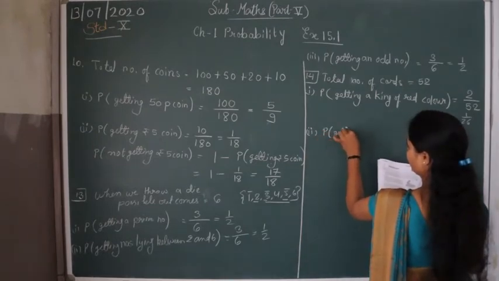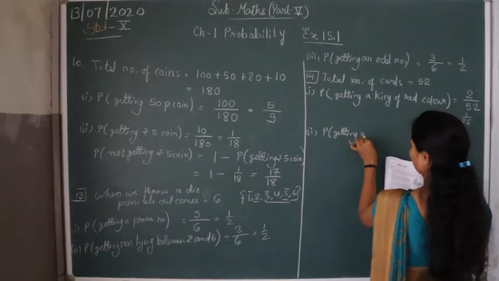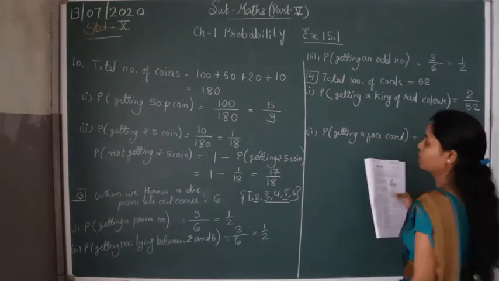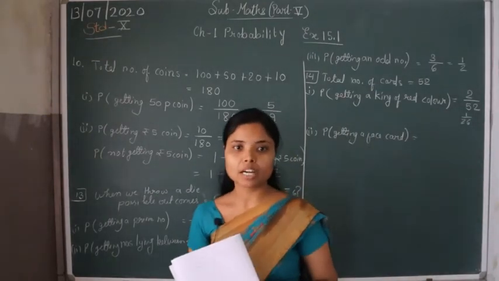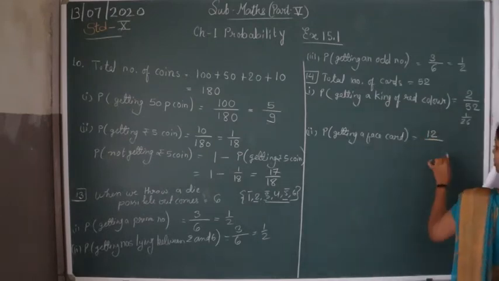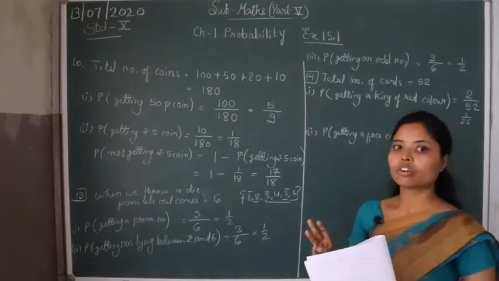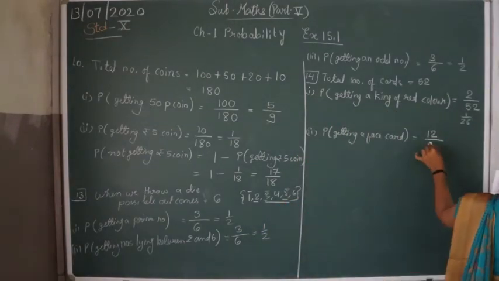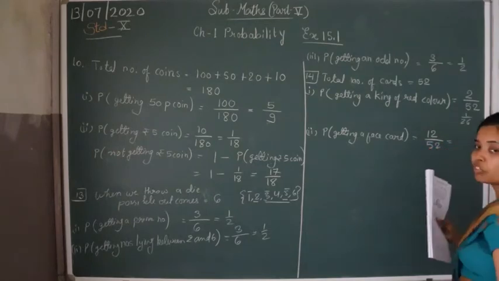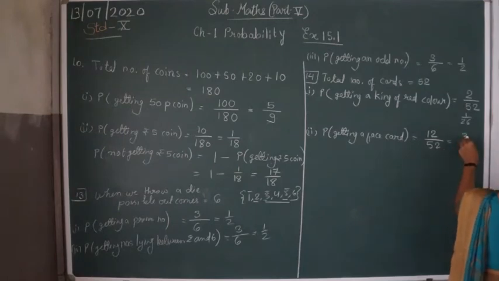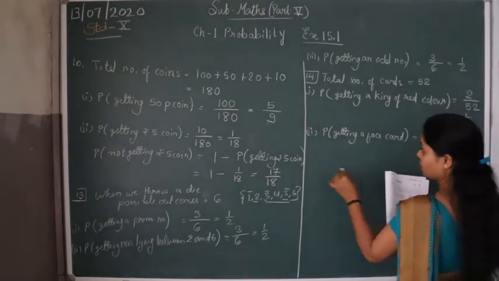Then next, probability of getting a face card. I told you in a previous video how many face cards are in a deck of playing cards. 12 face cards: 4 kings, 4 queens and 4 jacks. So 12 face cards and the total number of cards, the possible outcomes, is 52. Then you solve it.